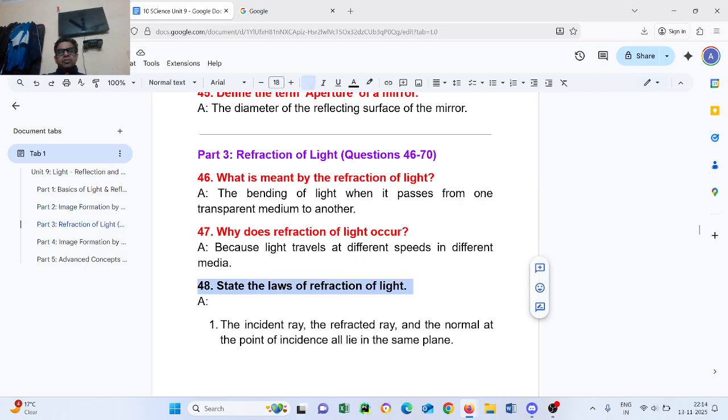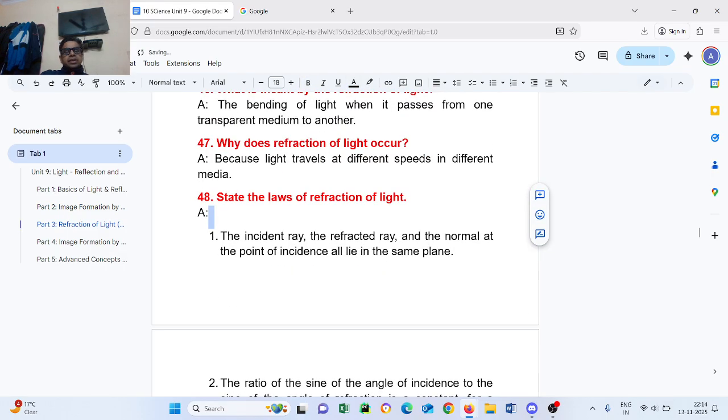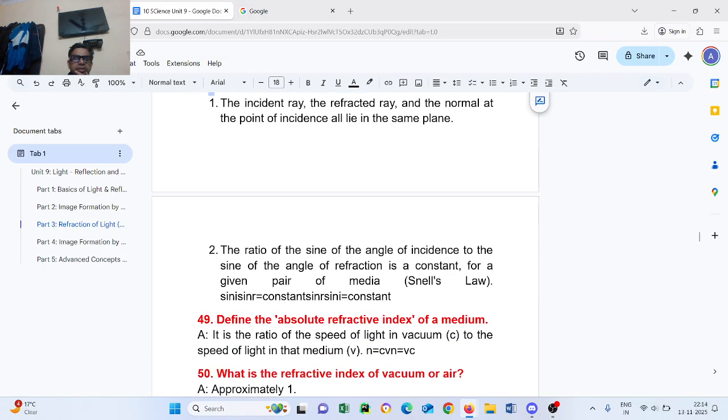Now, question number 48. What are the laws of refraction of light? Law number one: the incident ray, the refracted ray, and the normal at the point of incidence all lie in the same plane. Law number two: the ratio of the sine of the angle of incidence to the sine of the angle of refraction is a constant for a given pair of media. This is Snell's law: sin i / sin r = constant.